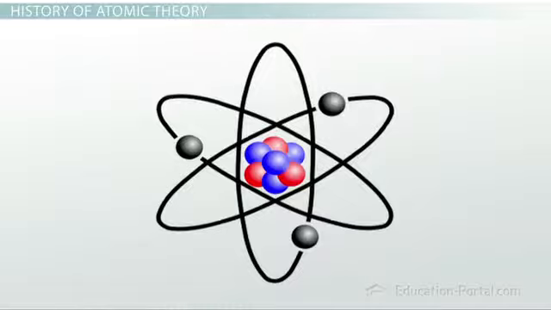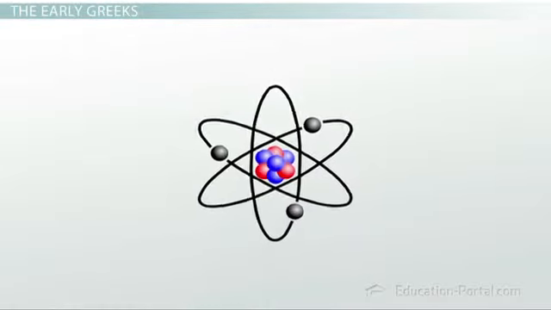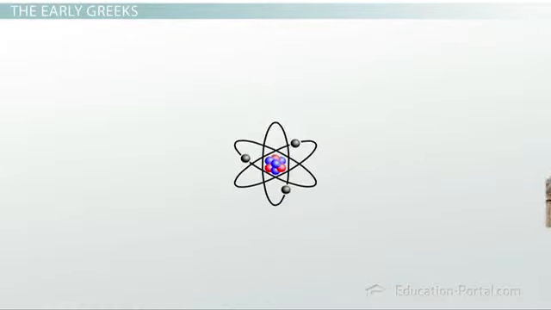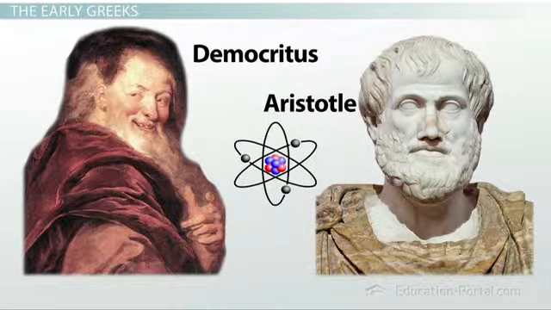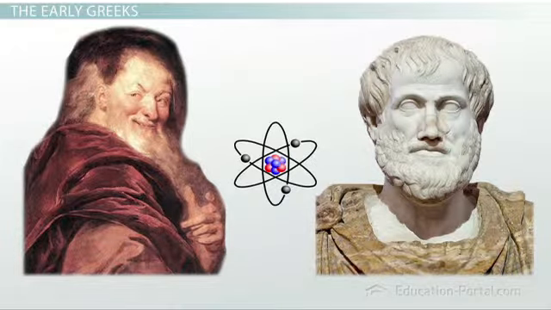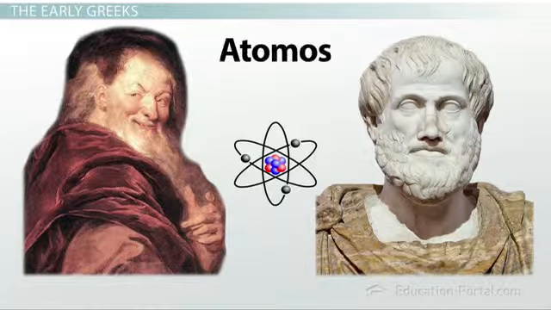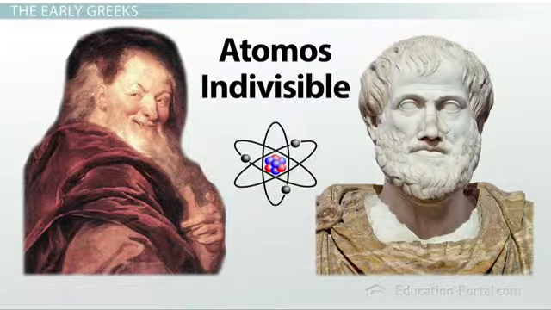First, we're going to travel back a little over 2,000 years ago to the times of Aristotle and Democritus. The Greek philosopher Aristotle believed that matter could be divided infinitely without changing its properties. Democritus disagreed. He thought that matter could only be divided until you got to the smallest particle, which he called the atom, coming from the Greek word atomos, meaning indivisible.